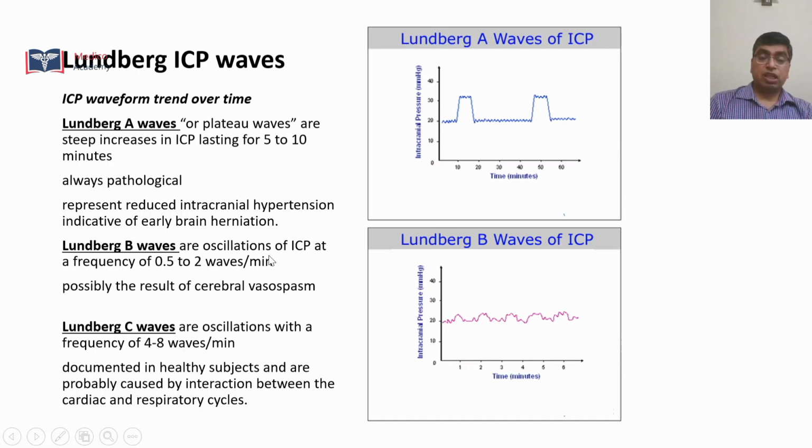Lundberg B waves are oscillations of ICP at a frequency of 0.5 to 2 waves per minute, and they are possibly the result of cerebral vasospasm. And Lundberg C waves are oscillations with a frequency of 4 to 8 waves per minute, and they are present in normal healthy subjects.